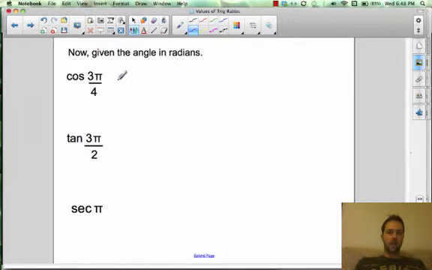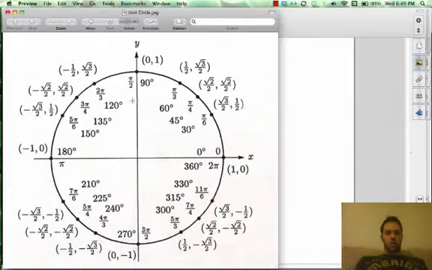If we're given the angle in radians, this works the exact same way. We just have to find which angle we're looking at. So cosine of 3 pi over 4. Now cosine will always give us the x value, or the x coordinate. So 3 pi over 4, you can find it right here on your circle.